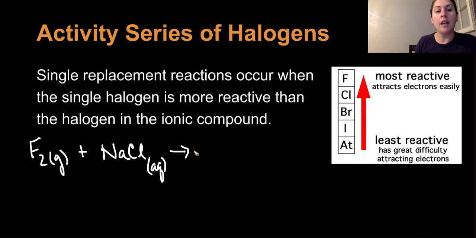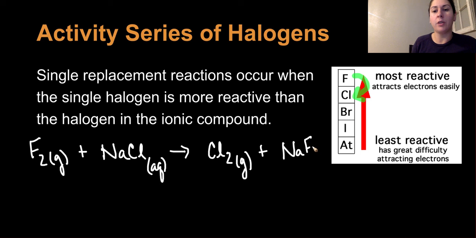Okay. And actually what happens is because fluorine is more reactive, okay, so it's higher on this list, this reaction will occur. And so we end up forming chlorine gas, which is Cl2, remember that's another diatomic gas, plus sodium fluoride, NaF. So to balance this, we need to put a 2 here and a 2 here, okay? And this was aqueous. And so this one will occur.